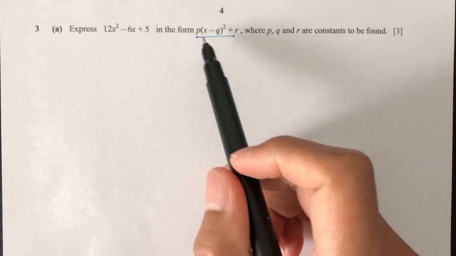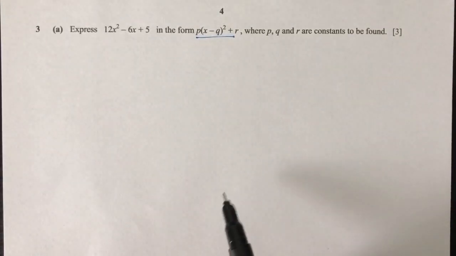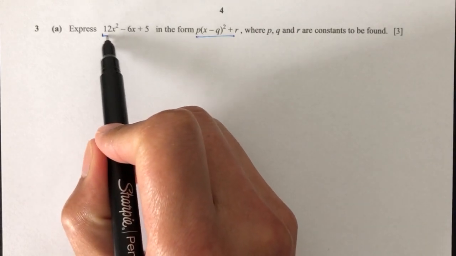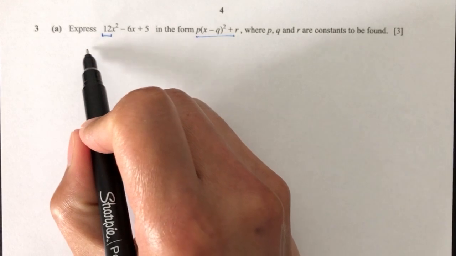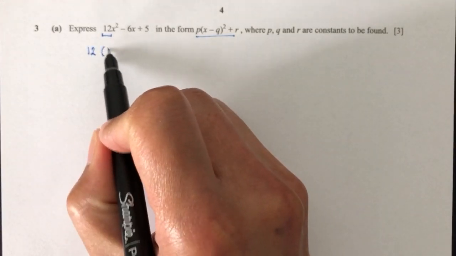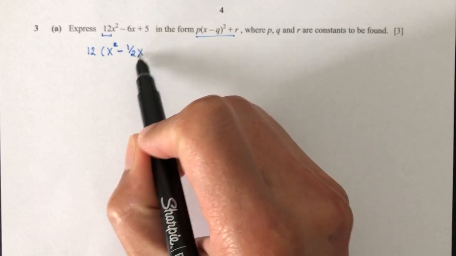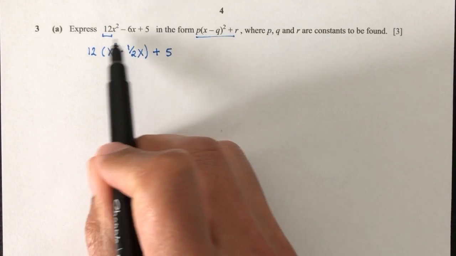So when you see this, you must know that we are actually trying to complete the square for this equation. The first thing to check is if the coefficient of x squared is 1. Here it is 12, so we have to take it out. So 12 outside, we have x squared minus 1 over 2 x. We can just leave the 5 outside for now.